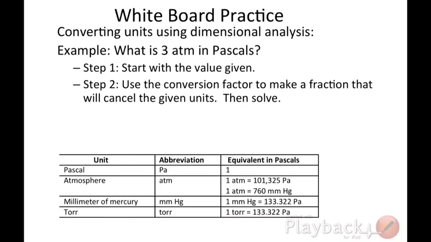All right, our next task is to convert units using dimensional analysis. So here's our example. What is 3 atmospheres in pascals? First step, you start with the value that's given. That's the number that's in the problem. That's going to be the first thing you write down. Then you use a conversion factor to make a fraction that will cancel the given units. That means that you have your given units in the denominator and the units you want in your answer in the numerator. And then you solve.